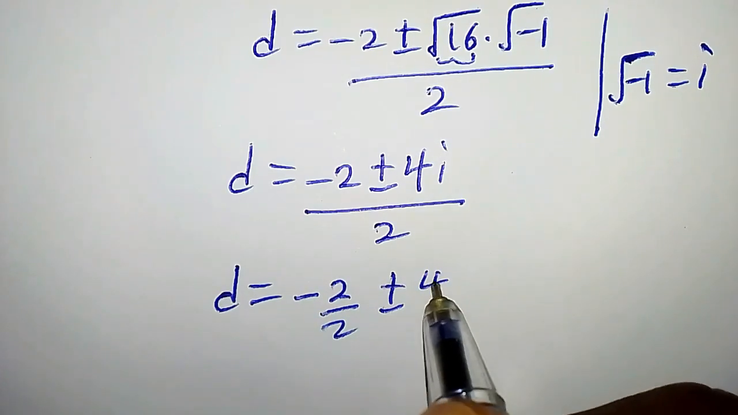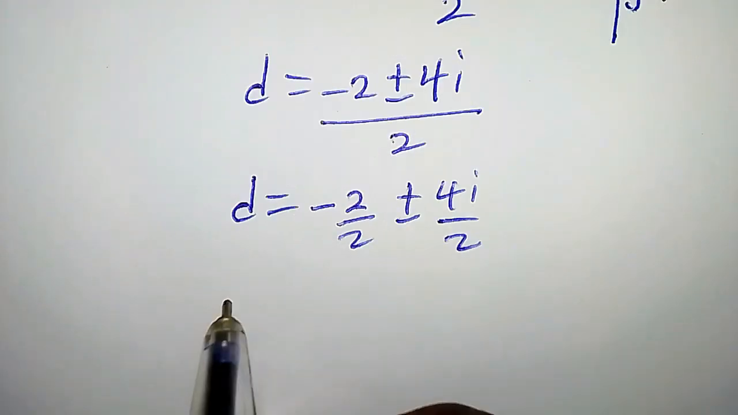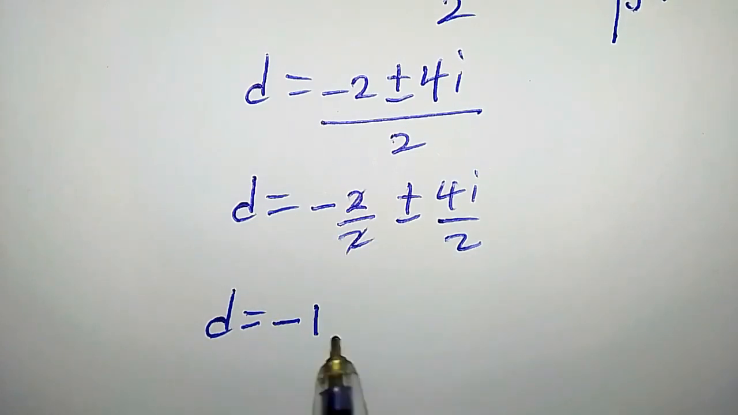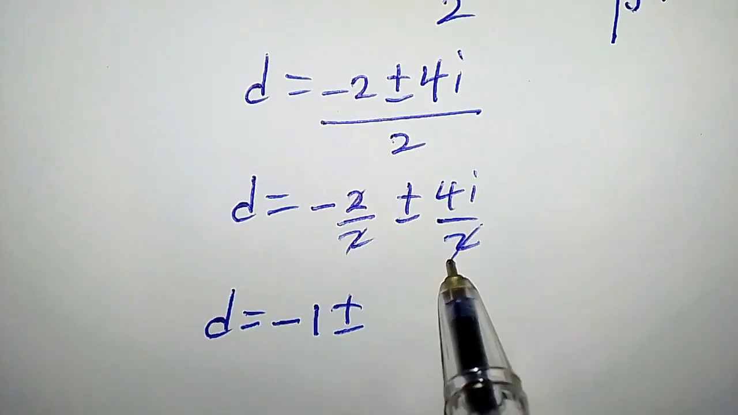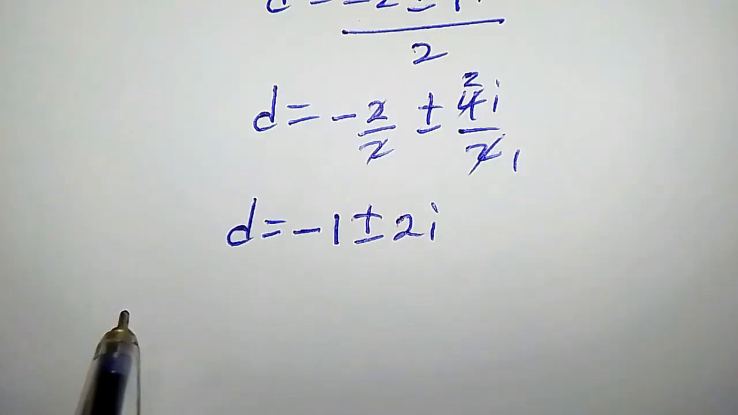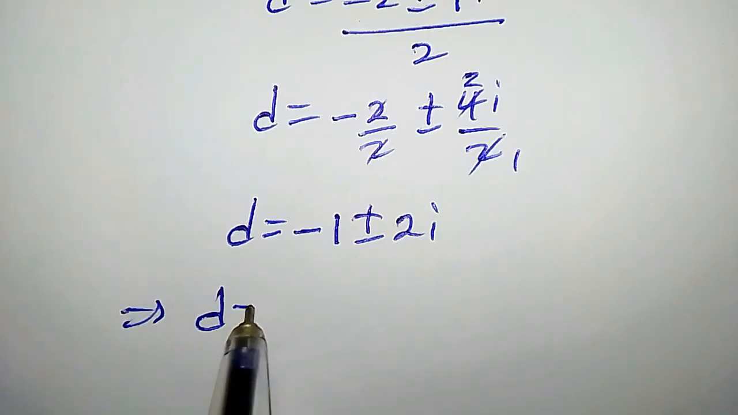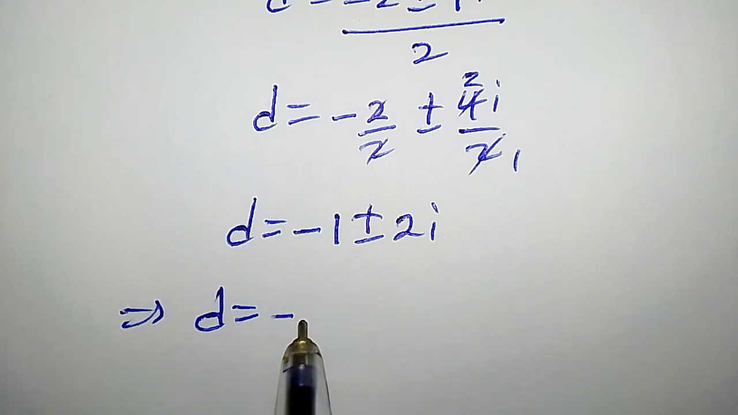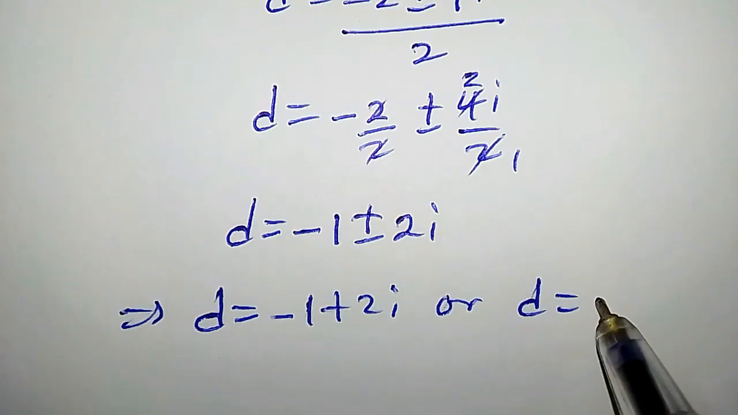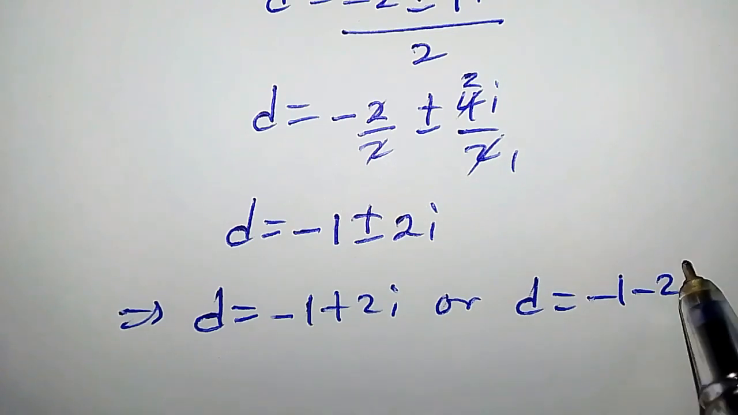Let's proceed further. D is equals to, this right hand side could be written as minus 2 over 2 plus or minus 4i over 2. 2 cancels 2, so we are left with minus 1 plus or minus 2, in 4, that is 2, so we have 2i. This means that D is equals to minus 1 plus 2i, or D is equals to minus 1 minus 2i.